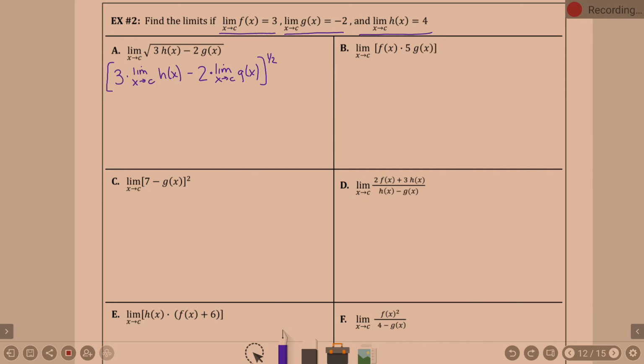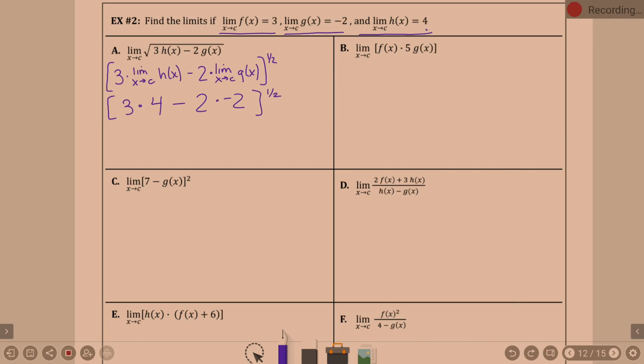So it's 3 times the limit of h minus 2 times the limit of g, the whole thing to the 1/2. I wrote it as 1/2 just to be different. So 3, what's the limit as x approaches c of h? Nope, oh, h, sorry. 4. Minus 2 times the limit as x approaches c of g. g is -2. All raised to the 1/2.